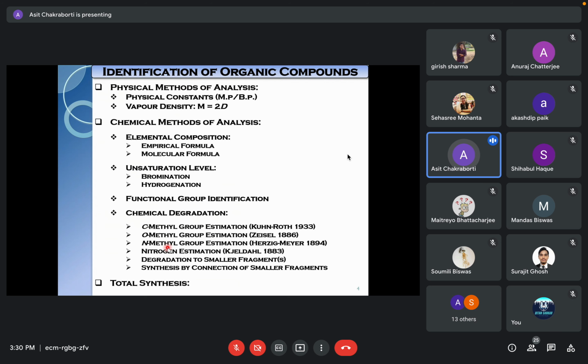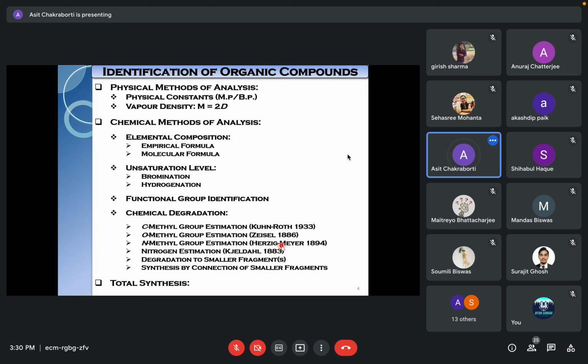This methyl iodide will be trapped and treated with a silver nitrate solution under suitable chemical transformation, so that you can generate silver iodide and quantify the iodide. So this is how N-methyl group estimation is done. These are very popularly known name reactions: C-methyl, O-methyl, and N-methyl group estimation, particularly for the natural product scientist. It might be alkaloids, it might be proteins and peptides also.